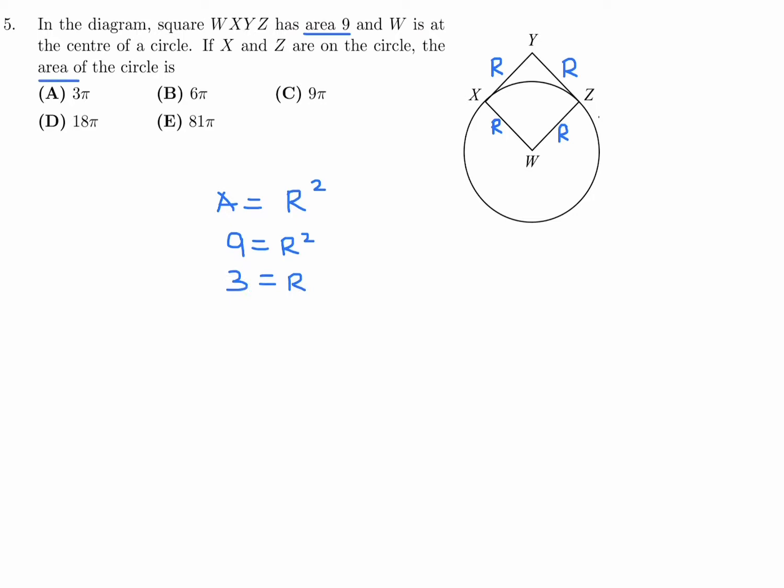And now we have to find the area of the circle. Well, the area of any circle is pi r squared. In our case, r is 3, so it would be 9 pi. And therefore, number 5, the answer is C.